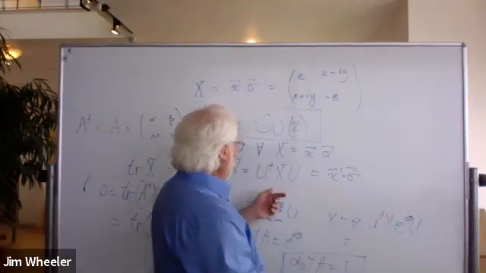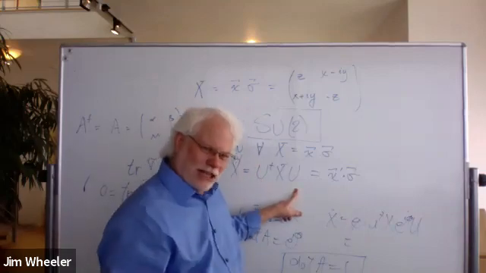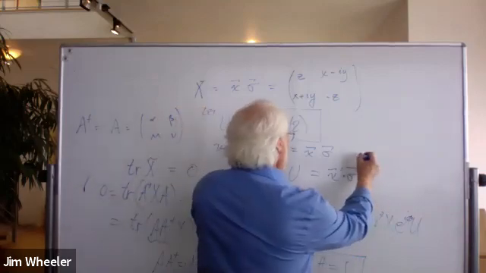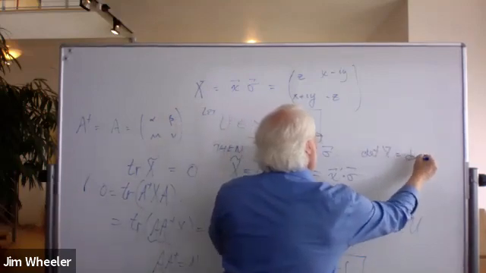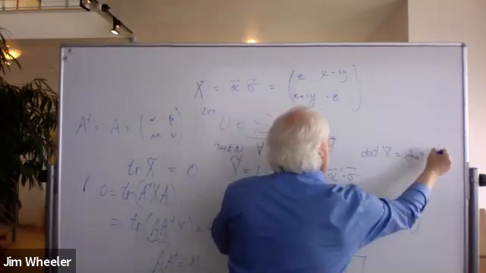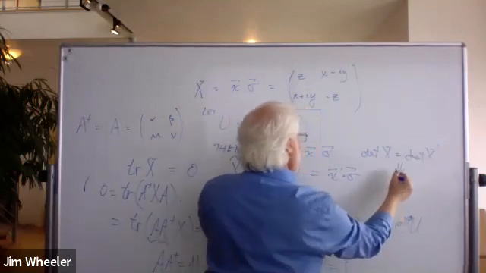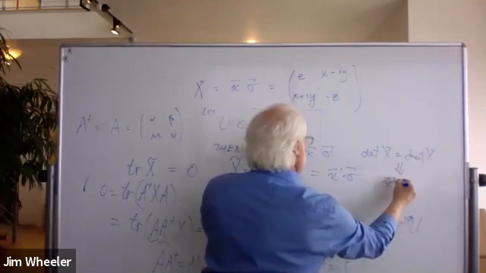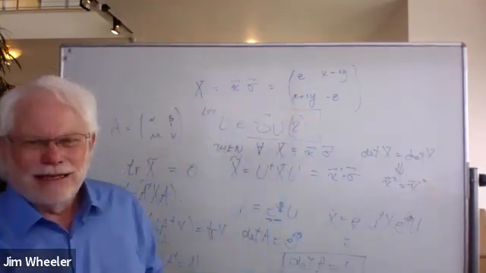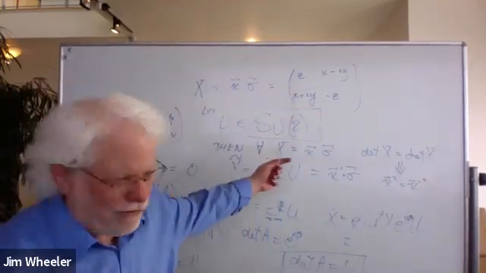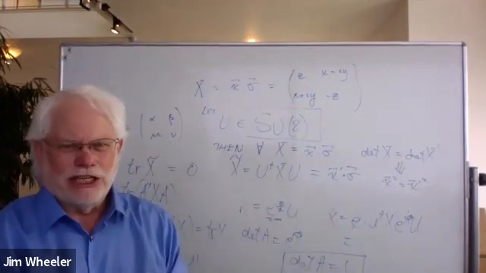But also this preserves the determinant, and so det X equals det X prime can only be true if X squared equals X prime squared.